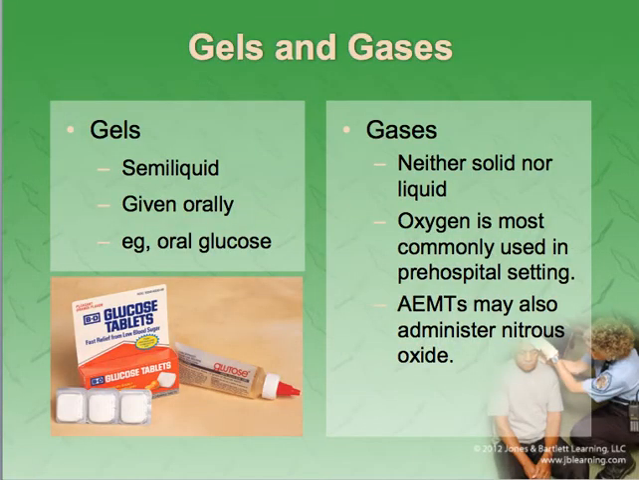Gels and gases. The gel that we commonly come in contact with is going to be oral glucose, which we can administer. And remember, we administer that in the buccal route. Then we have gases, which are oxygen or nitrous oxide. And as an AEMT, you are able to administer nitrous oxide.